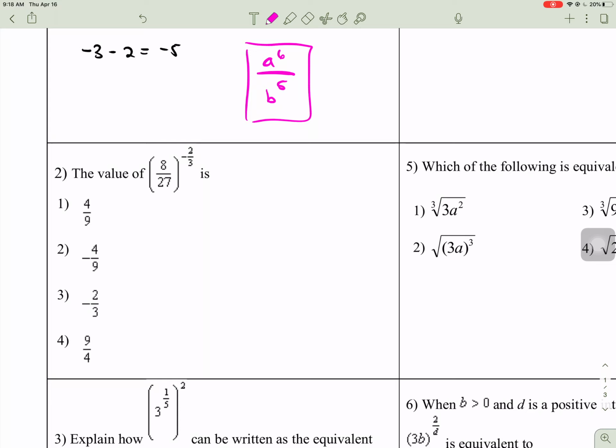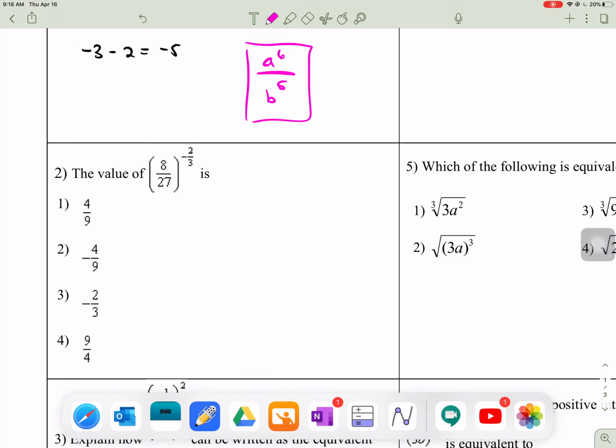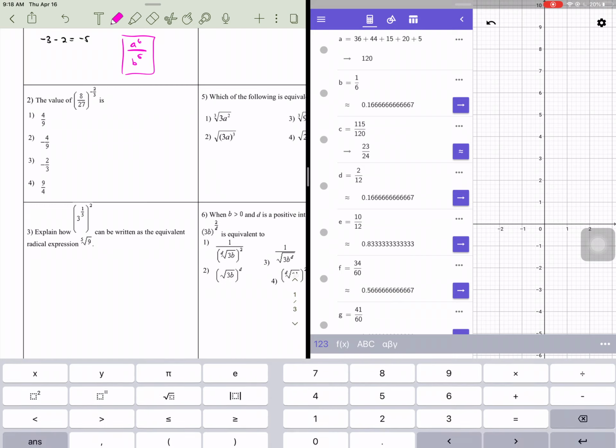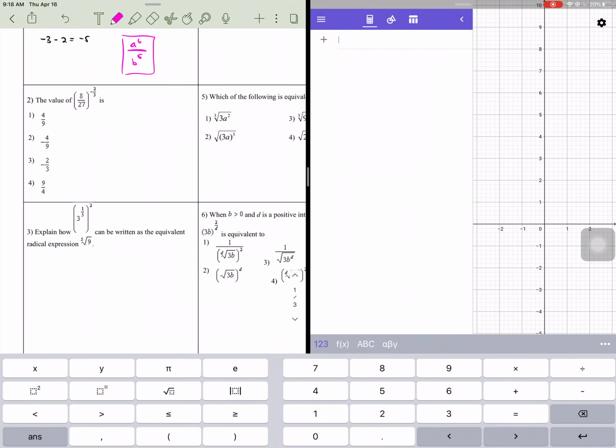The value of 8 over 27 to the negative 2/3. Now the good thing is you can do it right in the calculator, and that's how I would expect you to do it, but I am going to show you the way to actually do it. So 8 over 27, and that raised to the negative 2/3, and you get 9 over 4. Now, how do we get 9 over 4? Well, let's take a look.